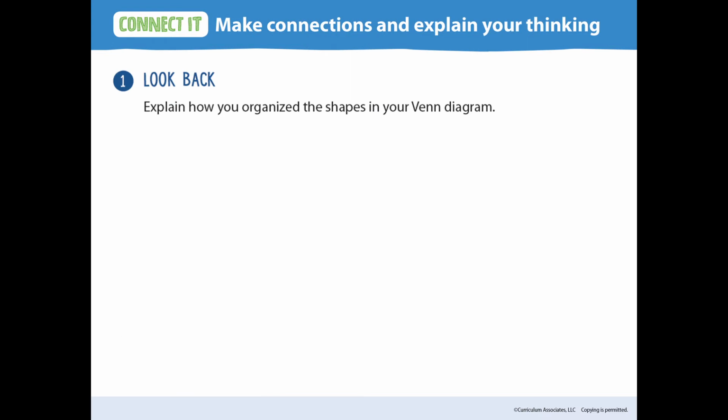Number 1 on page 588, look back. Explain how you organized the shapes in your Venn diagram. The parallelogram is on the outer region because the rectangle and the square have all the attributes of a parallelogram. So rectangles and squares are subcategories of parallelograms. The rectangle is next and the square is last because a square has all the attributes of a rectangle.